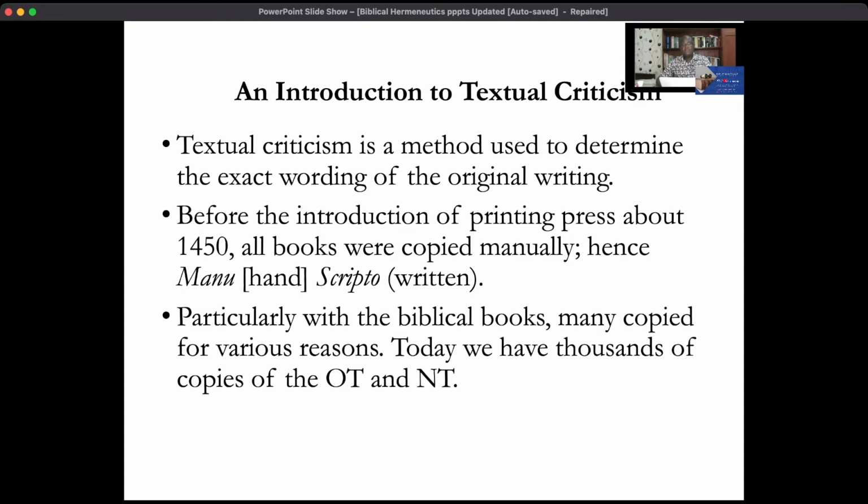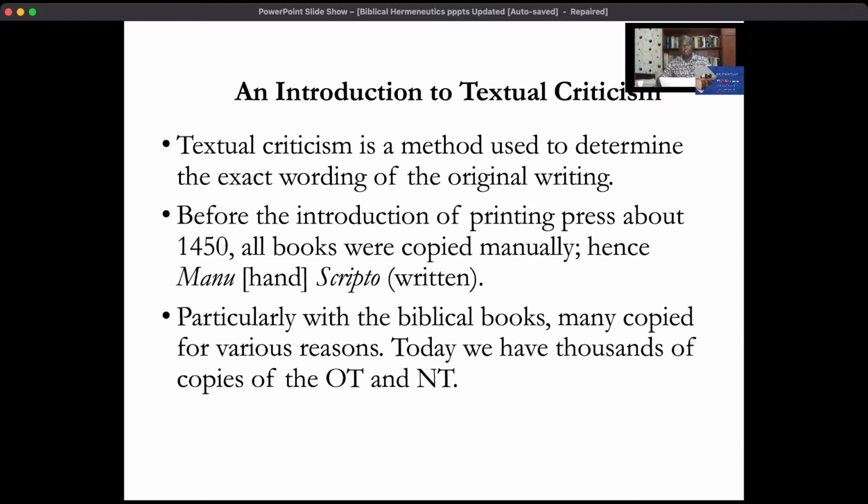Now, textual criticism is a method used to determine the exact wording of the original writing. Before the introduction of the printing press about 1450, all books were copied manually, hence manuscripts. Manu means hand, scripto means written. So all the words we find in scripture were first written by hand. Particularly with the biblical books, many were copied for various reasons.